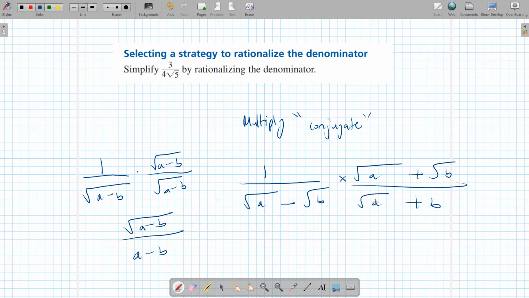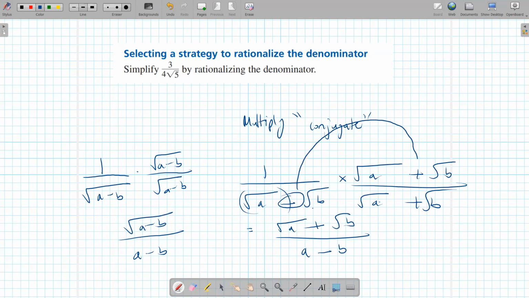Now why is it this one? It's because this allows us to use a difference of squares to kill both of these roots. On the numerator, you get root a plus root b, but in the denominator, you get root a times root a, which is root a squared, just a, minus root b times root b, which is root b squared, just b, and there we go. So if there are multiple terms with a sign in the middle, the conjugate is going to be the same thing with the opposite sign. If this was a plus, the other one would be a minus. That's the idea behind it anyways.